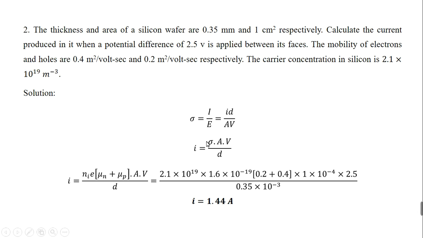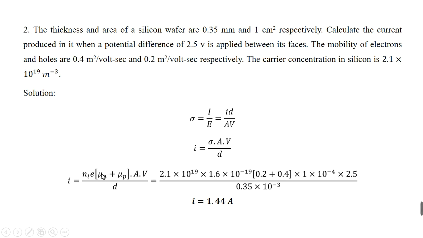Okay, but sigma is not mentioned directly. Okay, so like your previous problem, we have to substitute the value for sigma as Ni into E mu n plus mu p and write down this A into V as it is divided by D. Now all the values are with us. So just substitute. Okay, Ni is given as 2.1 into 10 raised to 19. E is nothing but 1.6 into 10 raised to minus 19.